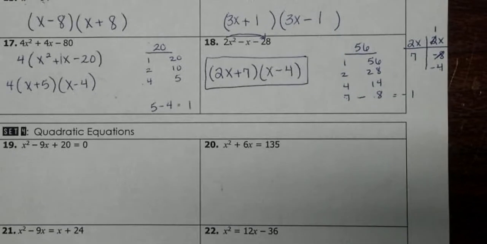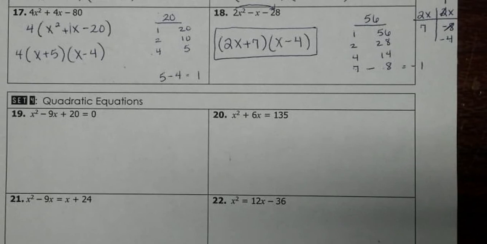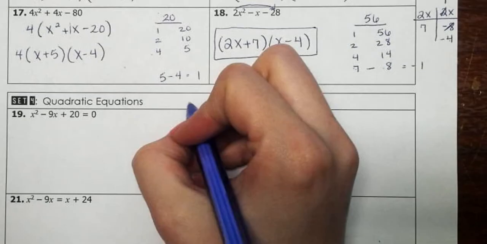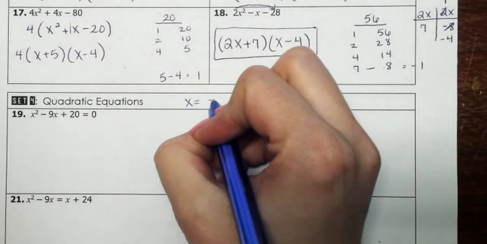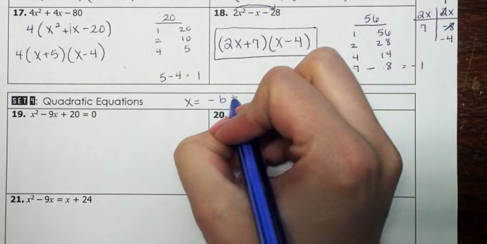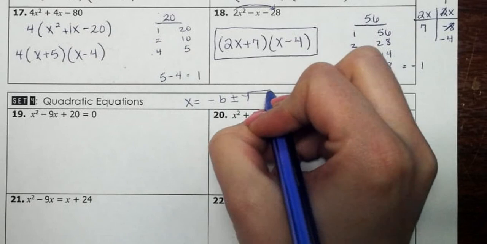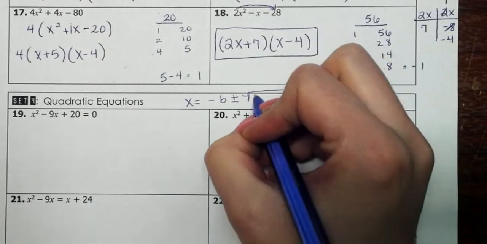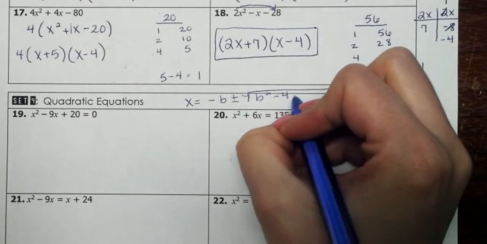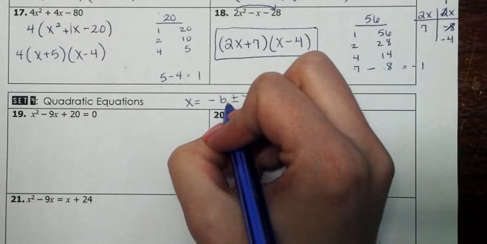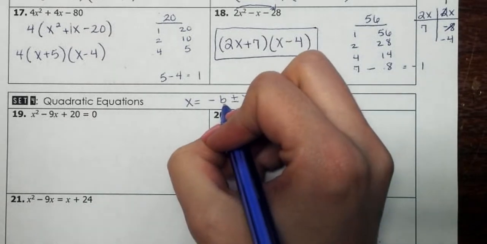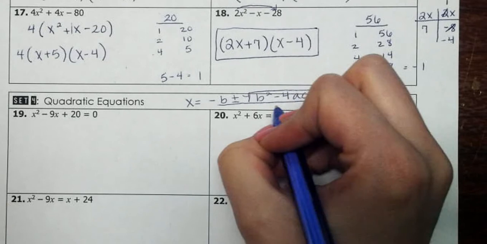The last thing that we're going to look at is quadratic equations. Okay, so your quadratic equation, you learned about this last year as well. It's x equals negative b plus or minus the square root of b squared minus 4ac, and this is going to be all over 2a.